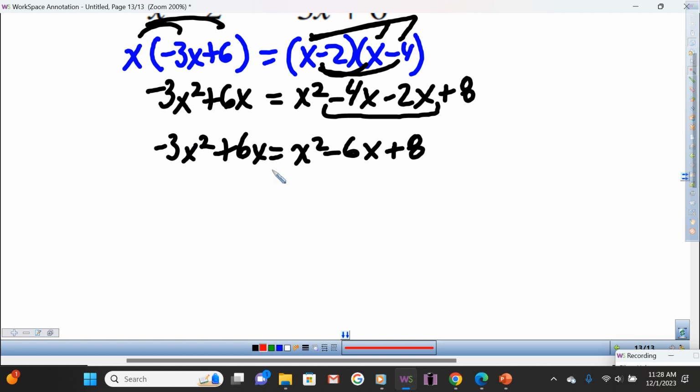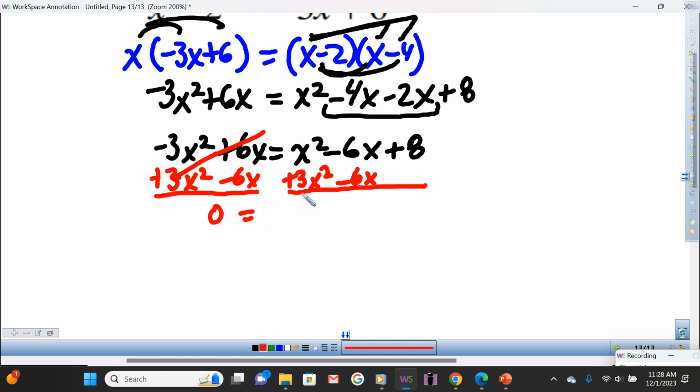So I need to get either all of these to the left or all of these to the right. I'm going to take all of these to the right. So add 3x squared and minus 6x to both sides. And that leaves us with 0 equals 4x squared negative 12x plus 8.